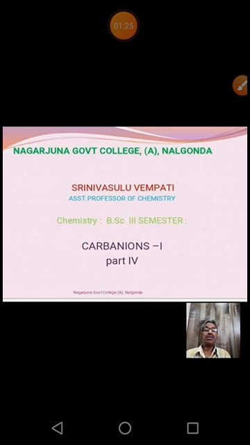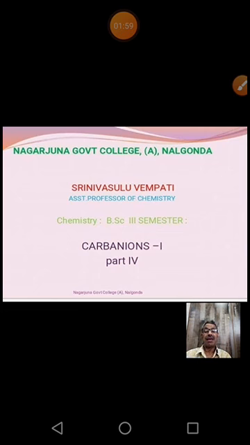After that, we have discussed aldol condensation, reactions involving carbanions. In our syllabus, we have 4 reactions. One is aldol condensation, second is the Perkin reaction, third is benzoin condensation, and fourth is the haloform reaction. All these reactions involve carbanions as reaction intermediates.